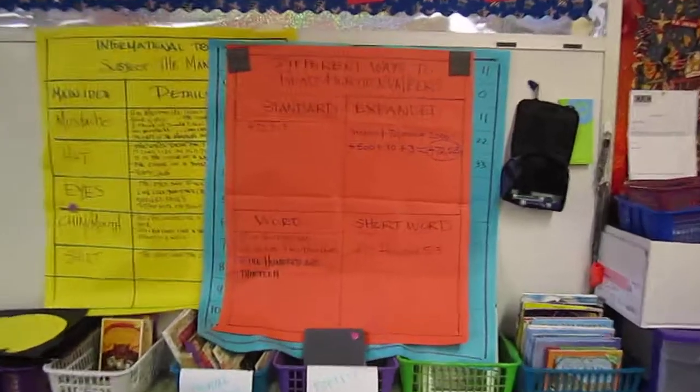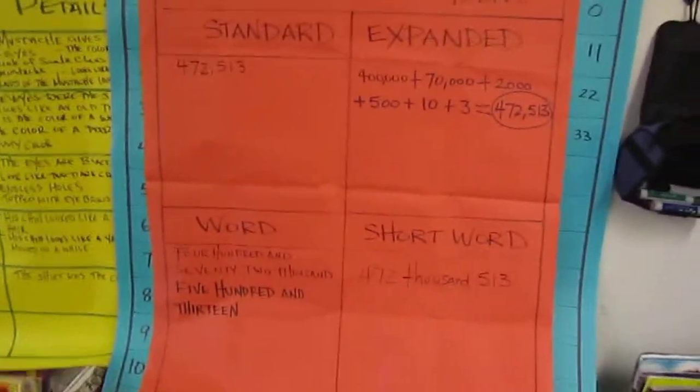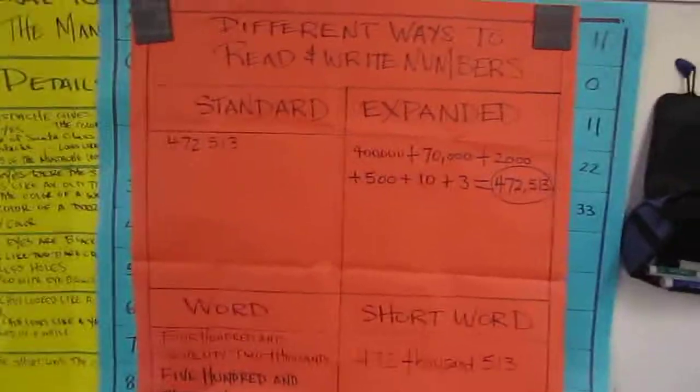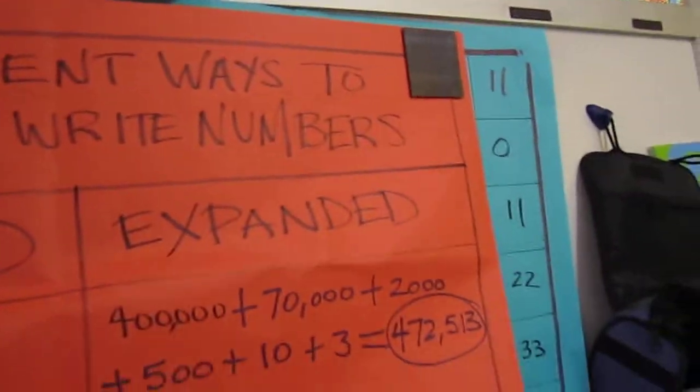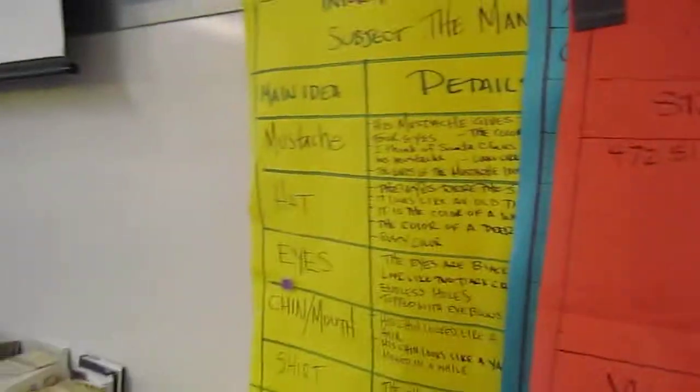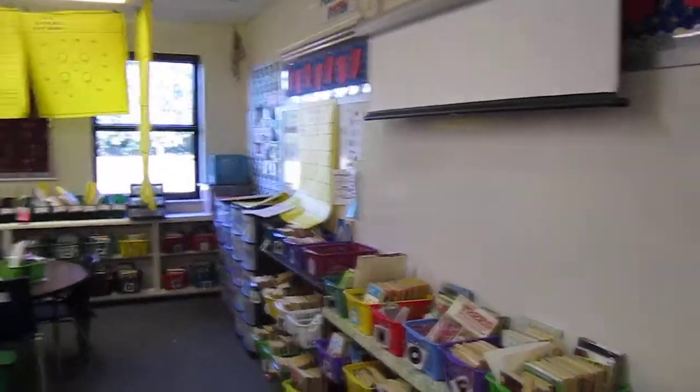Up here was our math lesson from today, working with standard and expanded form. And there's a multiplication chart behind there for kids to refer to. Right now they have multiplication logs that they're working on. They have to do 15 minutes a night.